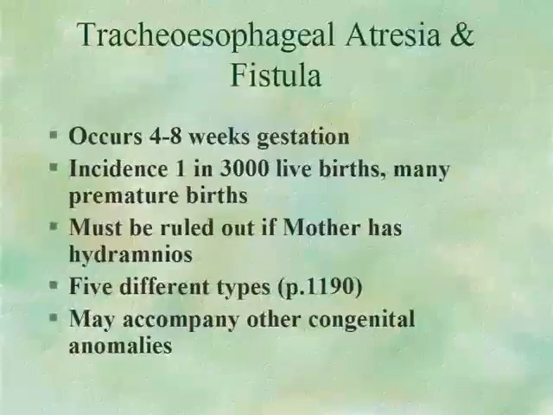The next topic, tracheoesophageal atresia and fistula, is included also in this chapter. This also, just like cleft lip and cleft palate, occurs early on in gestation, 4 to 8 weeks. So again, it may be occurring before a woman would even know that she was pregnant. The incidence is about 1 in 3,000 live births. Again, maybe a little more common in premature births. Must be ruled out if mother has hydramnios.